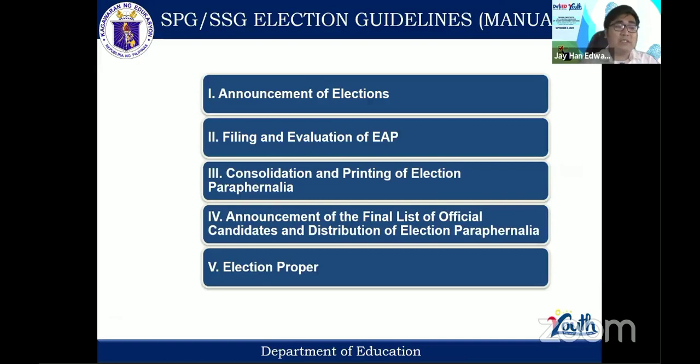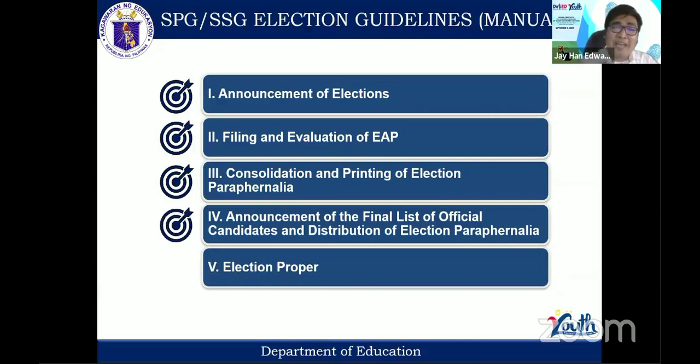Presenting the outline of activities for the SPG, SSG elections. 1. Announcement of elections. Number 2, filing and evaluation of EAP. Number 3, consolidation and printing of election paraphernalia. Number 4, announcement of the final list of official candidates and distribution of election paraphernalia.